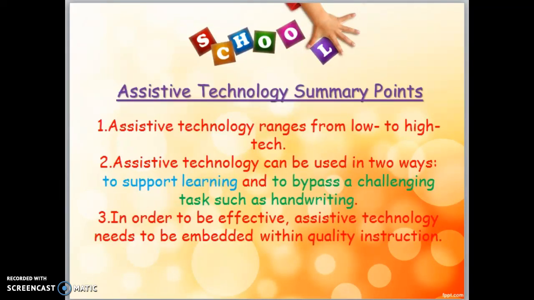Assistive technology summary points. Number one, assistive technology ranges from low to high tech. Assistive technology can be used in two ways. One is to support learning, and the other is to bypass a challenging task, such as handwriting. Third, in order to be effective, assistive technology needs to be embedded with quality instruction.